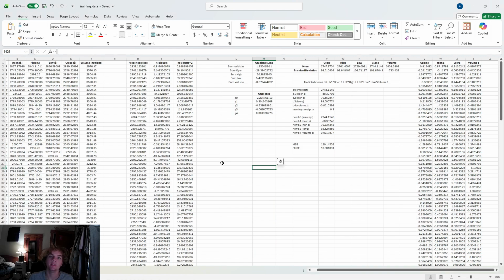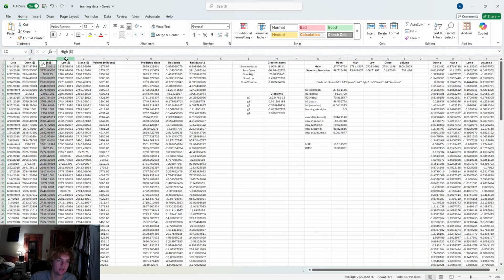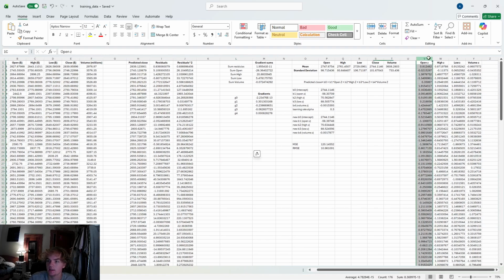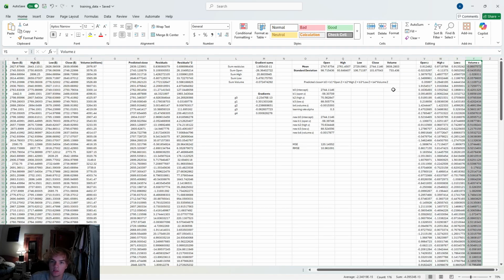Alright, this is the moment that everyone's been waiting for. So on the left hand side, this is the raw data. On the right hand side, this is the standardized data. Here we have the mean and standard deviation for the data, which is obviously used when I standardized it. And then here is where it went down.